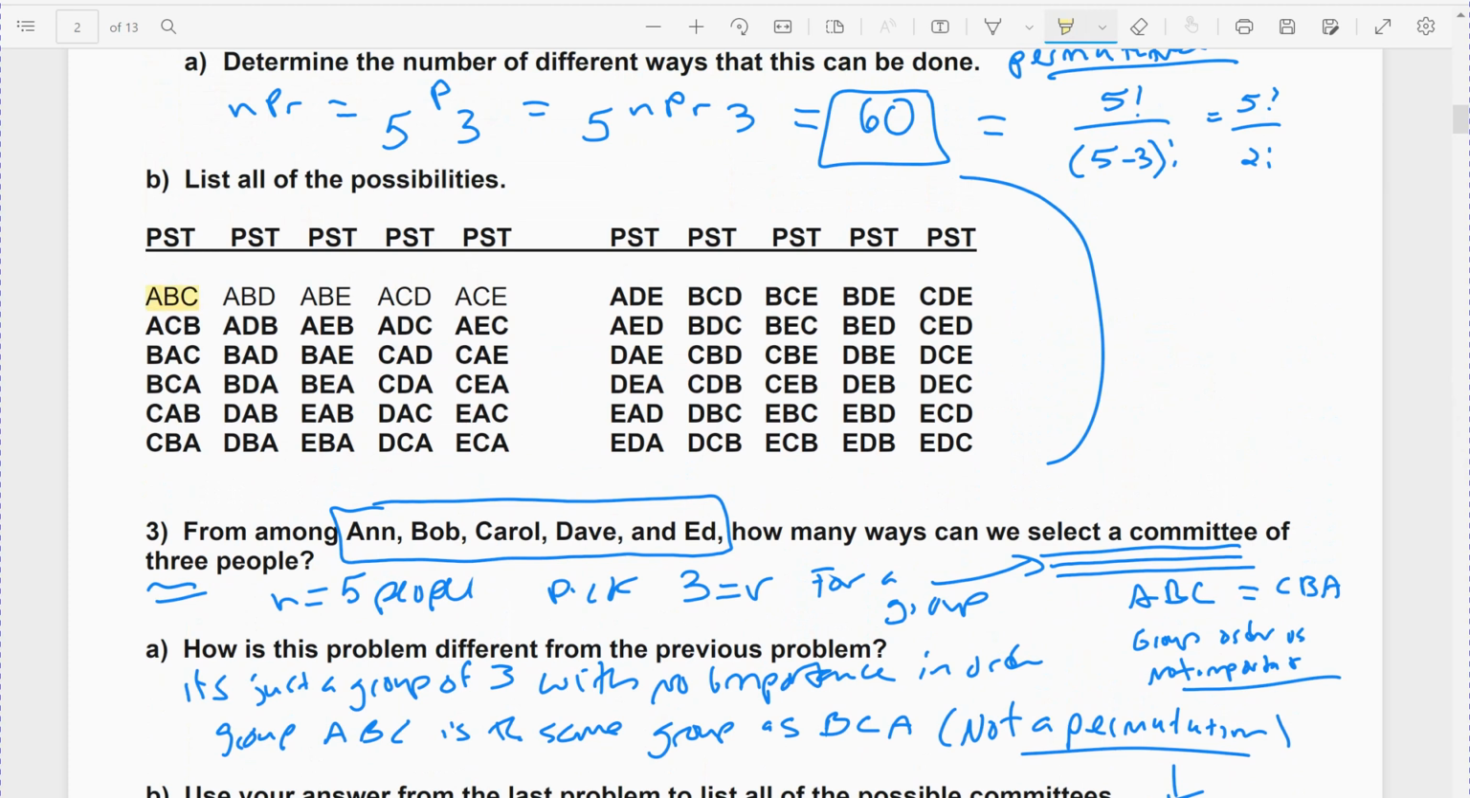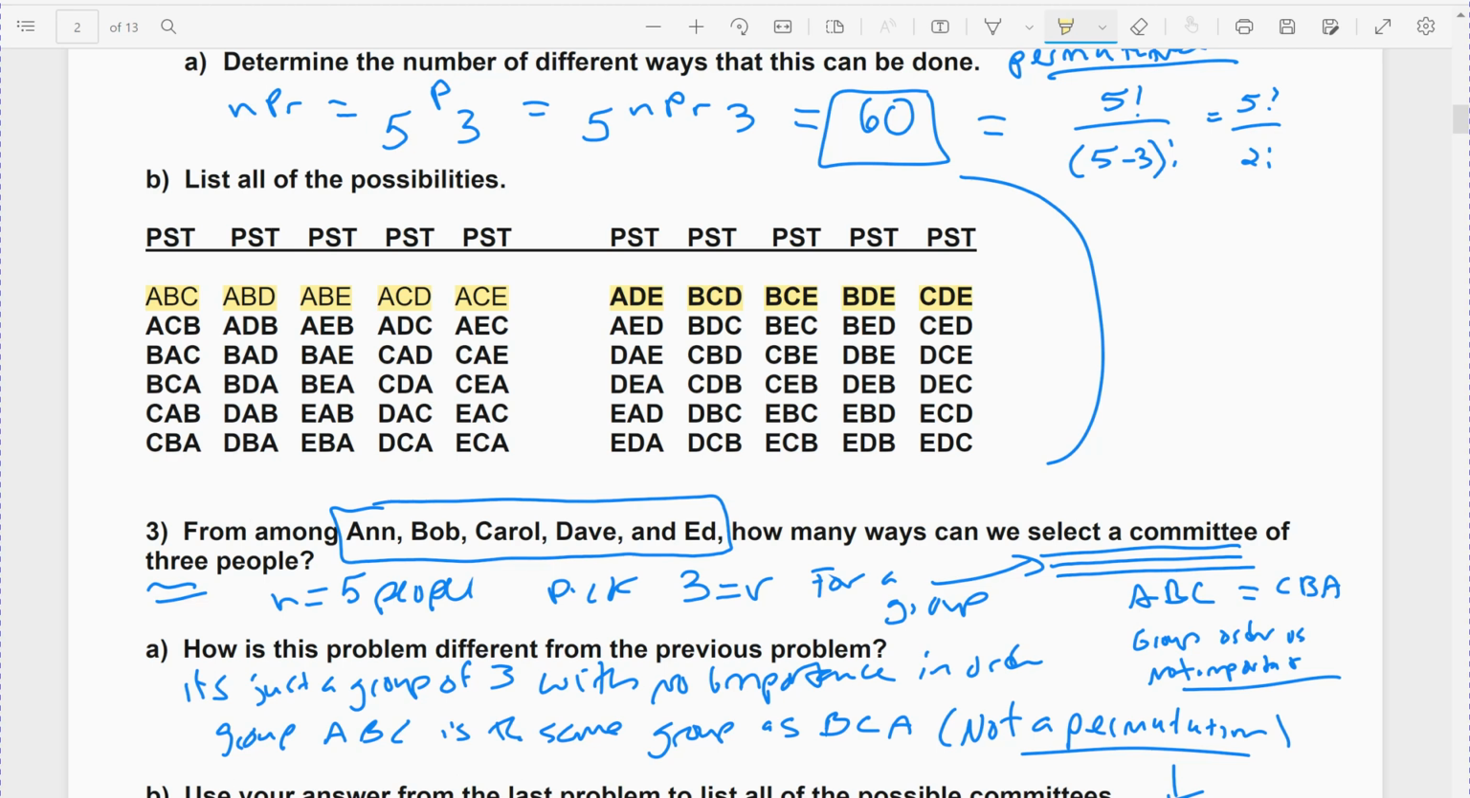So the first group's Ann, Bob, and Carol, and then it's reordered, but I don't care. Ann, Bob, and Carol's in my group, so how it reorders, it doesn't matter. All of the people in that first column, it's the same group. And so I just need one of them. Same thing with the next one, Ann, Bob, Dave. Different group, different committee. But I don't need to reorder it. Ann, Bob, Ed. I just picked the top ones, although technically I could pick any of them there. But there are 10. If you count the ones that I've highlighted, there are 10 different groups.